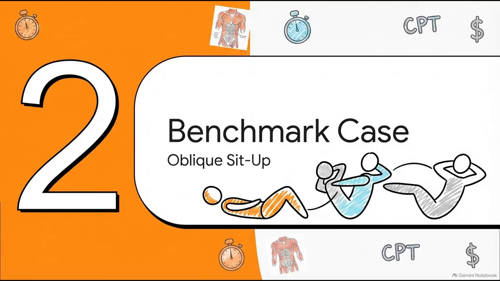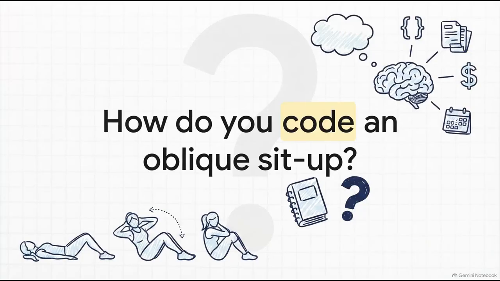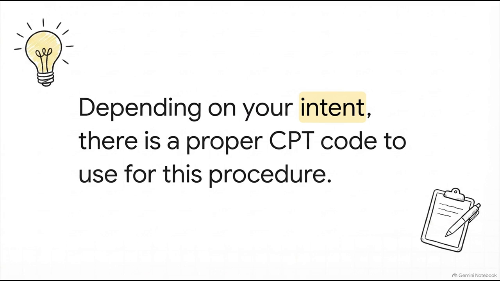Section 2, our benchmark case, the oblique sit-up. Okay, I want you to just think about this for a second. How do you code an oblique abdominal sit-up? Got a specific code in mind? Well, if you picked just one single code, it's kind of a trick question. It depends entirely on the intent. There really is no single correct answer without context.